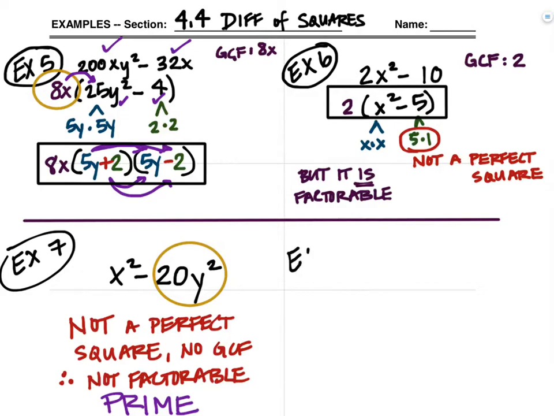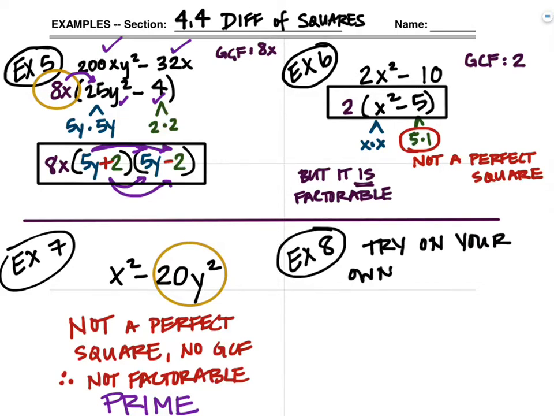Here's the try on your own. It says 36x squared minus 100. So go through those steps, look for a GCF, try and identify if each term is a perfect square, what those factors are, and then place them into the binomials. Go ahead and check using FOIL, and I'll see you in class next time.